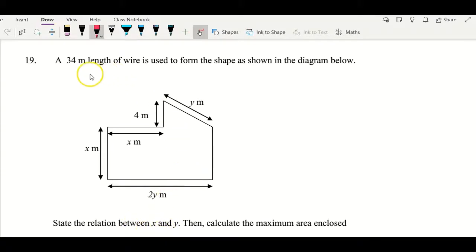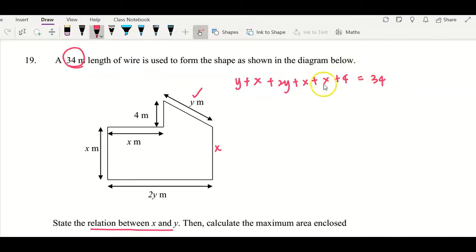All right. Now I'm using this information, which is that the 34-meter length of wire is used to form this shape. It means that the perimeter of this shape will be equal to 34. From here, we can form the relation between the x and y. So what is the perimeter? We start from here. I got my y plus, okay, the next one is this x. I go anti-clockwise. Plus x plus 2y plus x plus 4. This is equal to 34 meters.